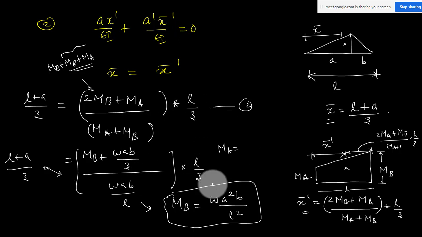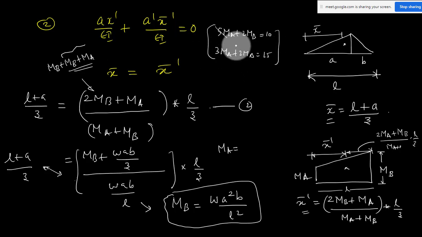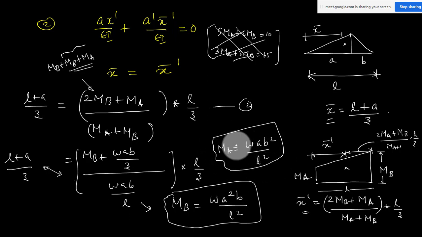Because all this will become two equations, you will get equations like this: 5 MA plus 2 MB equal to 10, second equation 3 MA plus 2 MB equal to 15, something. You can very easily solve it. Here the only thing is everything is in terms of W A B L, so it is a standard equation. Finally you will get MB as W A square B by L square, and MA as W A B square by L square. I don't know whether you have done all this in the class. If you have done it, you can just refer to your notes.